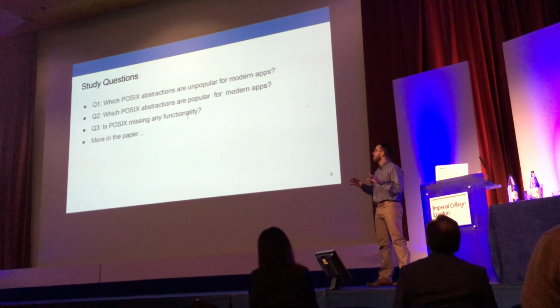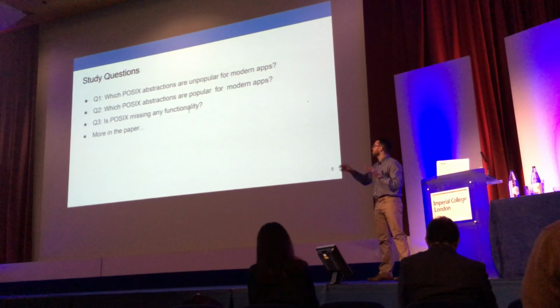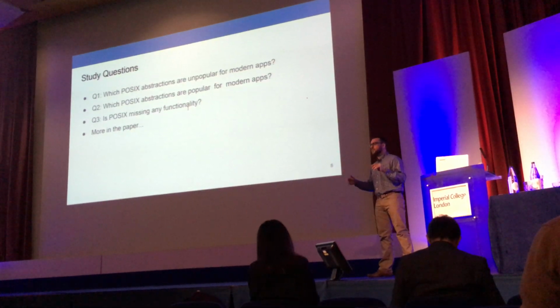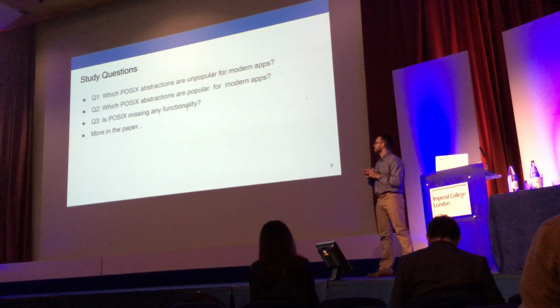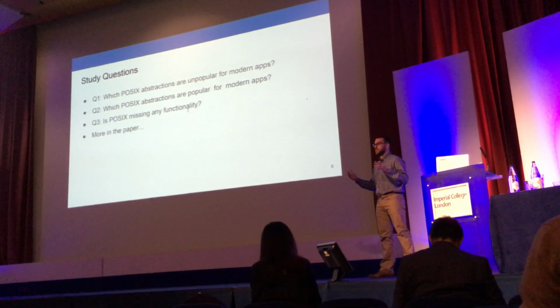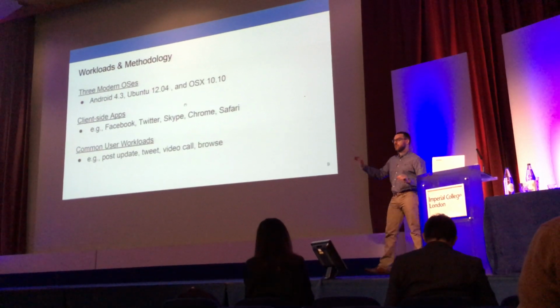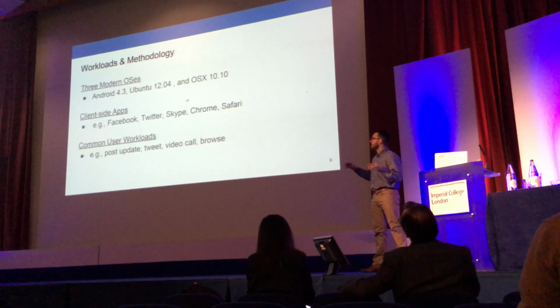And these questions are as follows. First, we will ask which POSIX abstractions are unpopular for modern applications. Second, we will ask which POSIX abstractions are popular for modern applications. And third, we will ask, is POSIX missing any functionality potentially? And we will answer these questions in the context of 3 modern OSes, Android, iOS, OS X, and Ubuntu.